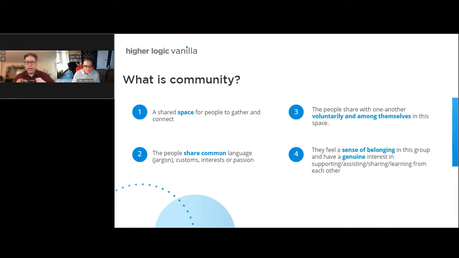The third part, and I think this is the one thing where people get confused community with audience, is that people are sharing with one another voluntarily and among themselves in the space. So it's essentially about giving and taking, and hopefully giving more than you take.